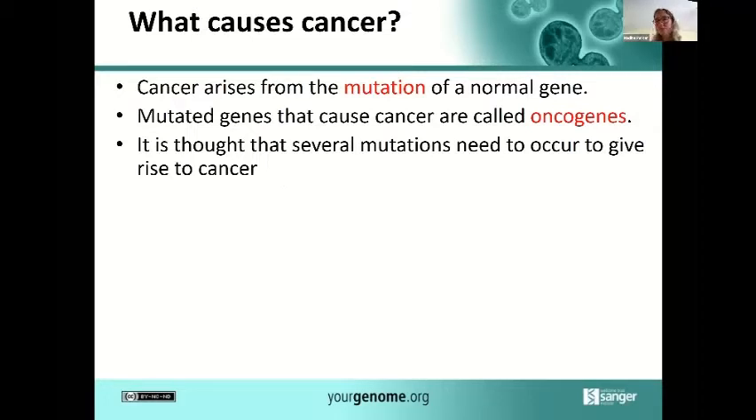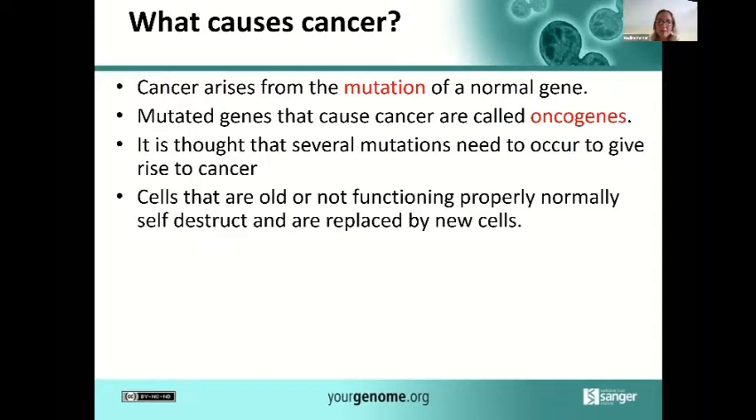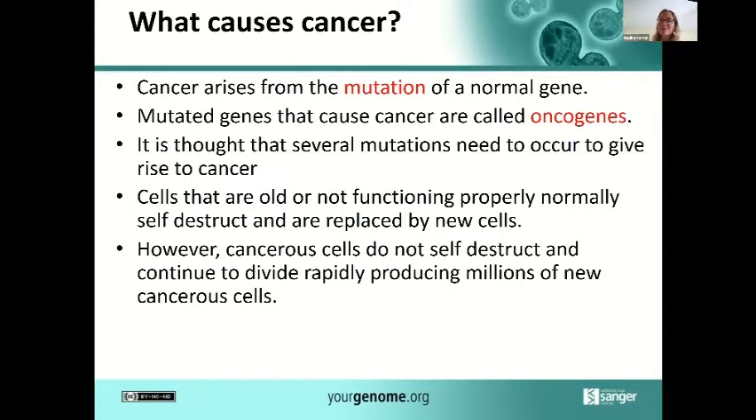It's thought that several mutations need to occur to give you cancer. Like I said, one mutation will probably be okay. Also, with one mutation, your cell is very good at correcting it. So it's when you get lots of them at the same time, so they don't kill themselves. Normally if you get a mutation, your cell will self-destruct. But if it's a cancer cell, it won't, and it will just keep dividing, producing millions and millions of new cells.